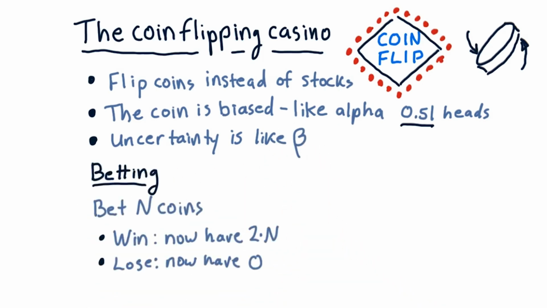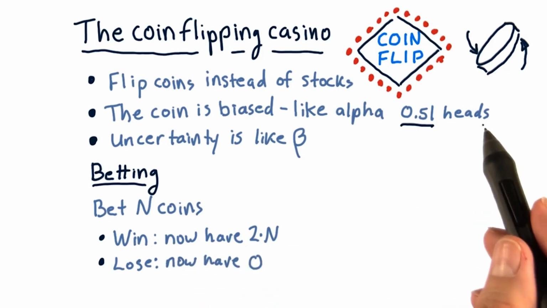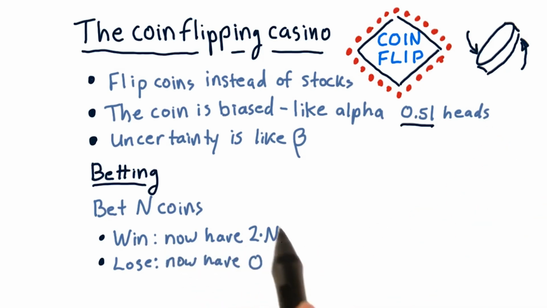Here's how betting works. You can bet on any particular coin flip. You can bet n coins. If you win, in other words, it comes up heads, you now have 2n coins. If you lose, they take your money. This is called an even money bet. On each outcome, you either make n coins or you lose n coins.